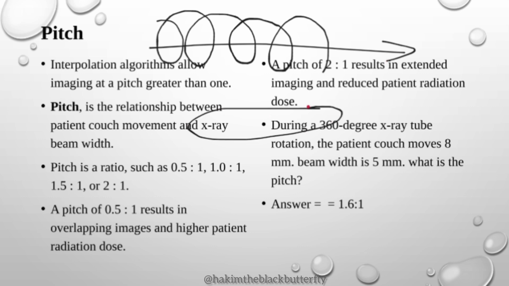If the patient is moving very fast compared to the tube and the detector rotation, it means that a slice can be captured here, but because the table is so fast, there will be a larger volume of tissue missed, and then another slice is created here. Then a large volume of tissue is missed, and then another slice is created here.